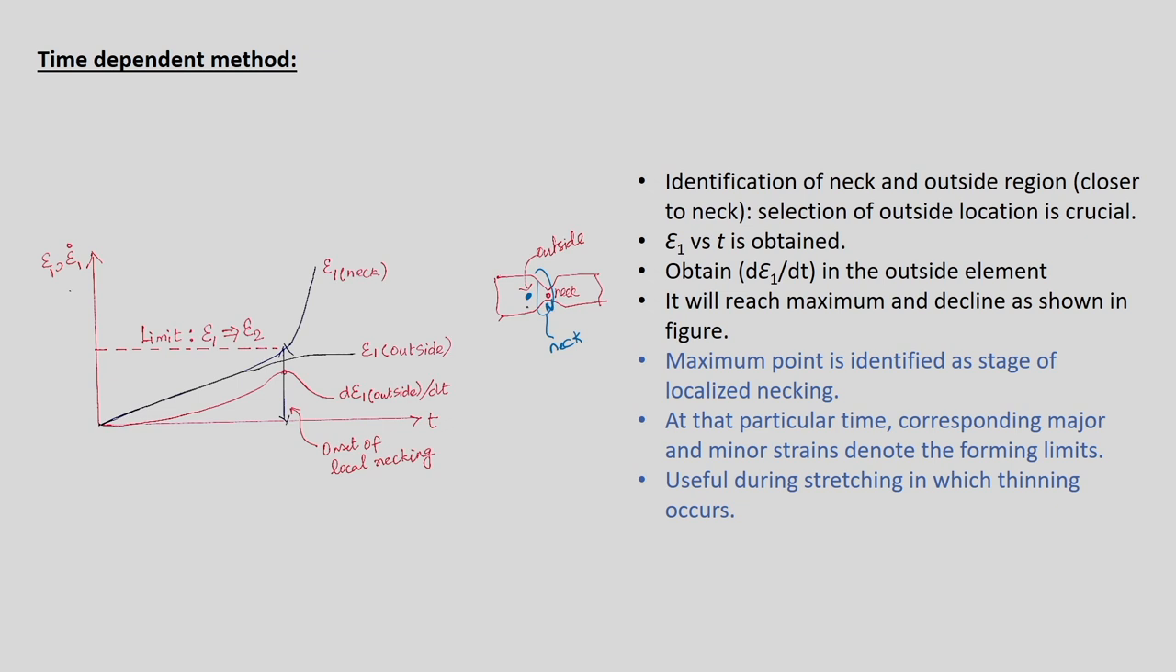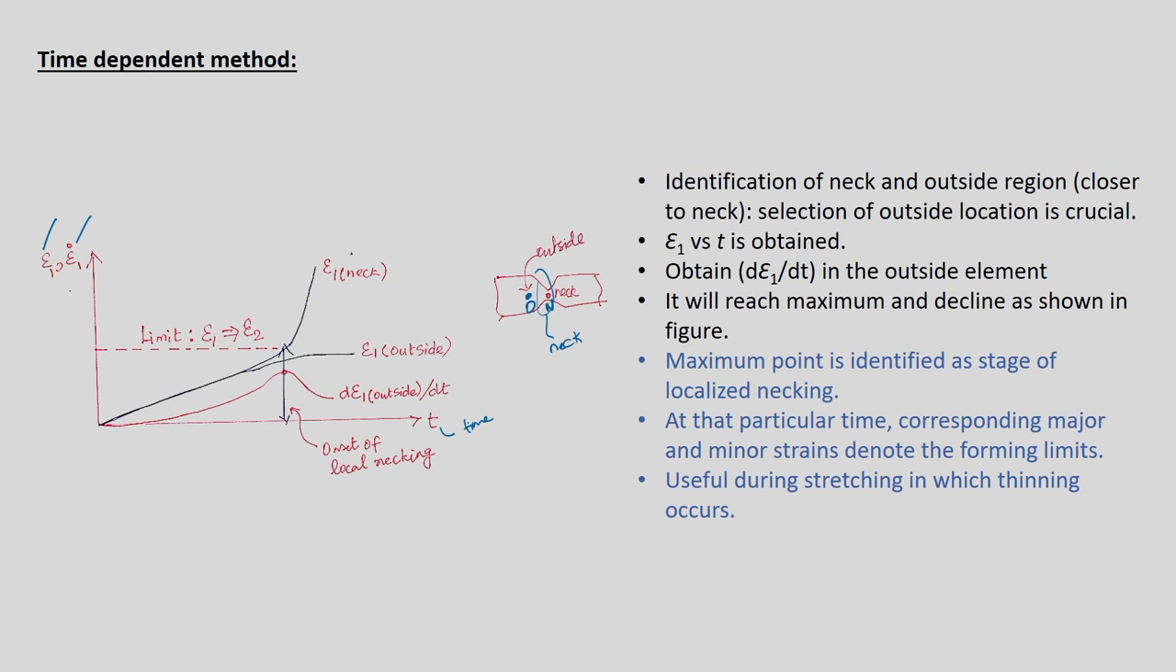Let us call this N and this O. N is a location or element in the neck region, O is an element or location just outside the neck region. Again, you have to monitor strain and strain rate at those 2 locations. I have drawn a graph with epsilon 1 and epsilon 1 dot on the y axis. Epsilon 1 dot means strain rate, major strain rate, and this is your process time. So you will get two curves.